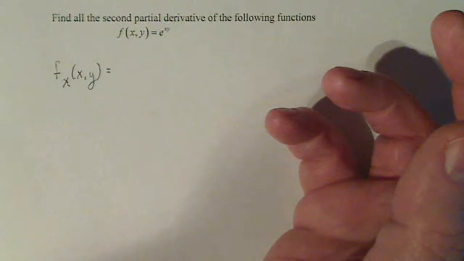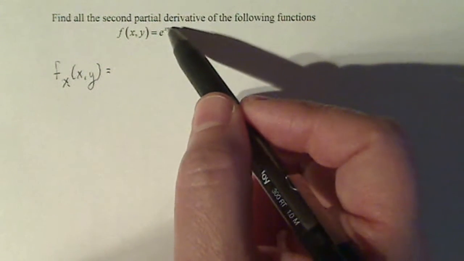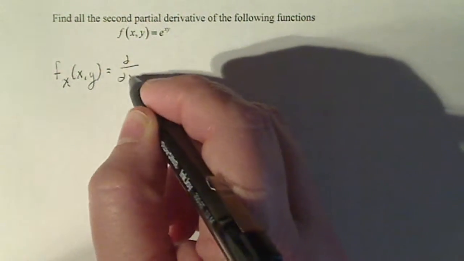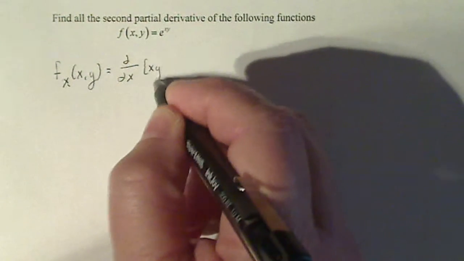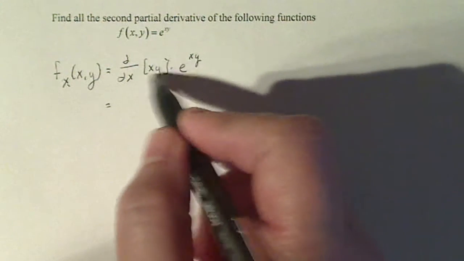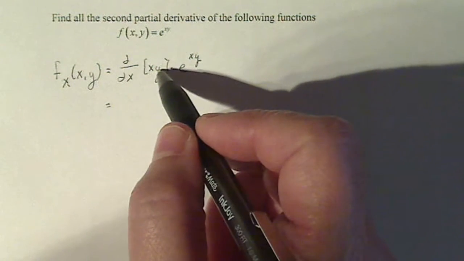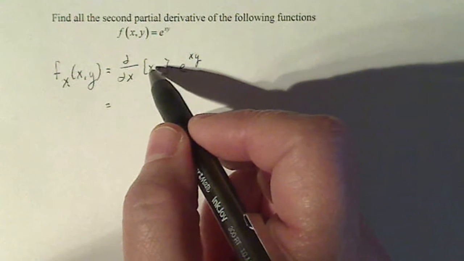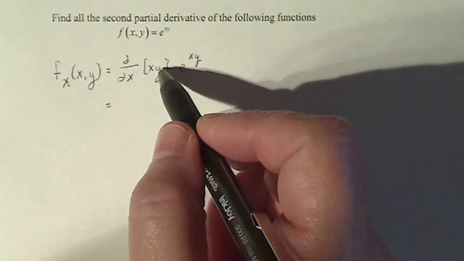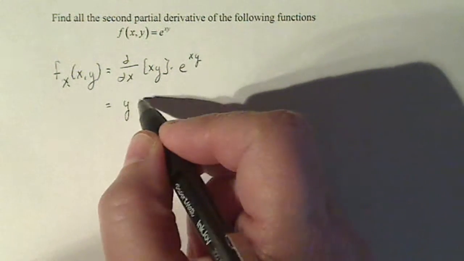This is an exponential function, so in order to take the derivative, I take the derivative of the power with respect to the variable that I'm working with, times the original exponential function, just following the rule from Calculus 1. So when I take the partial with respect to x of this guy, again, you think of the other letter other than x to be a constant. So I'm going to take the derivative of x times y, where y is a constant. So that derivative turns out just to be y. And then times e to the xy.